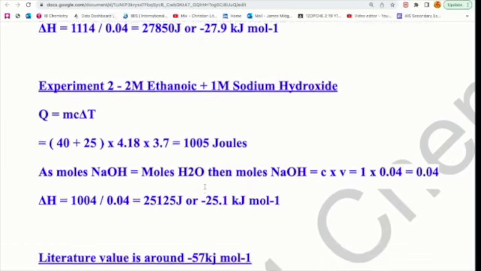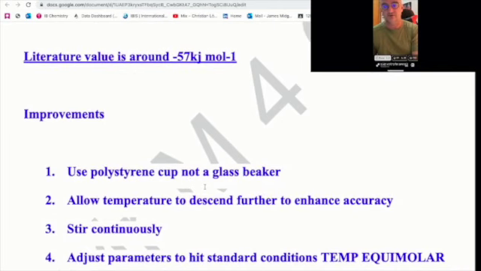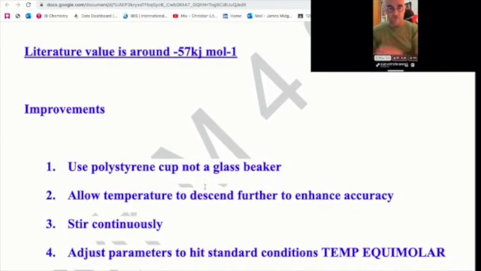So what do I think we should have improved or perhaps done better in my rushed experiment on Friday lunchtime? The method was fine. Thanks to the technician, she set it up, that was great. I used a glass beaker. I should have asked for a polystyrene cup, which would have been insulated and kept the heat energy in the cup, not diffusing out of the beaker, radiating out of the beaker.